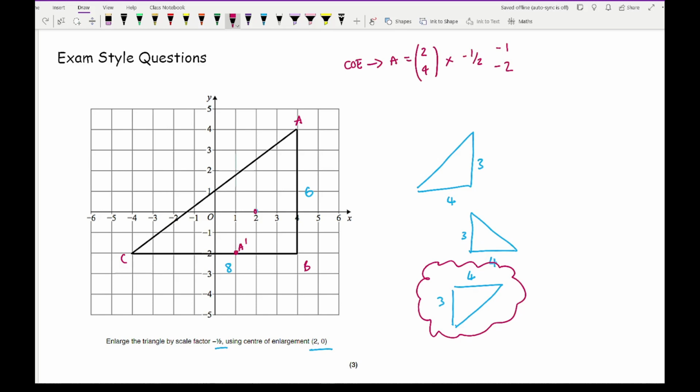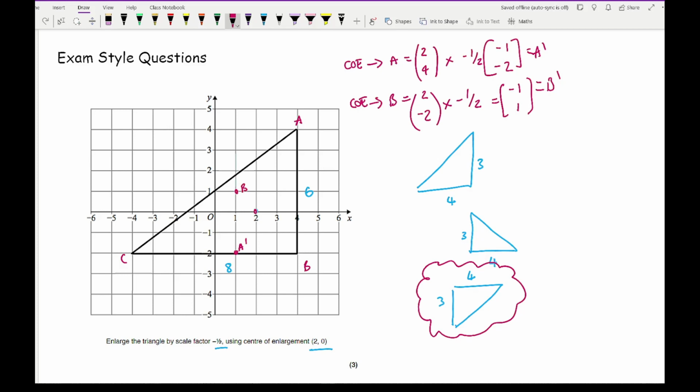Then looking at CO to B, that's going to be using a column vector of 2, -2. So if I multiply that by -1/2, then again 2 times -1/2 is -1, and -2 times -1/2 is going to give me +1. So that is the column vector I need for B dash. Let me just label this. So B dash is going to be 1 to the left and then 1 up. So that's where B dash is going to be.